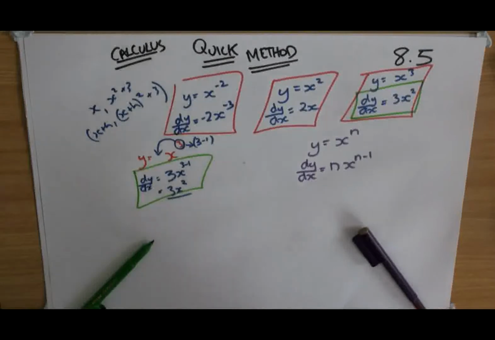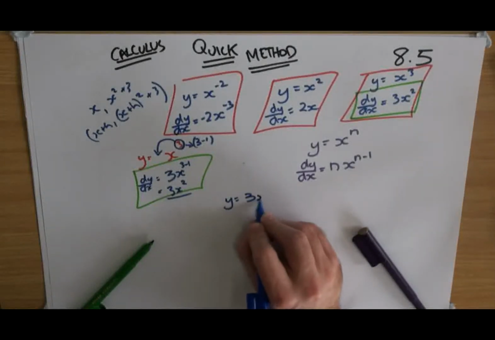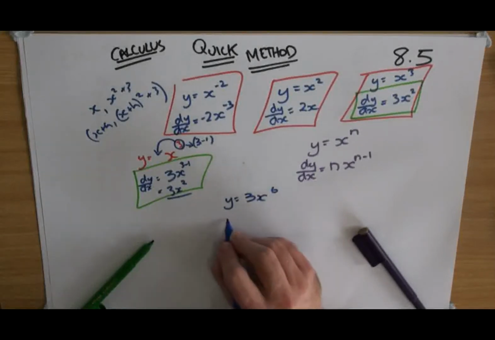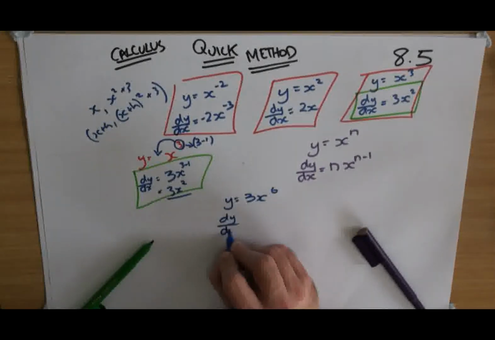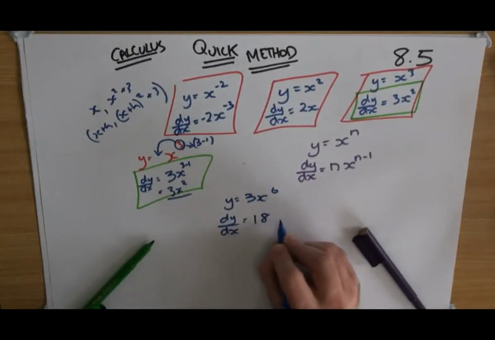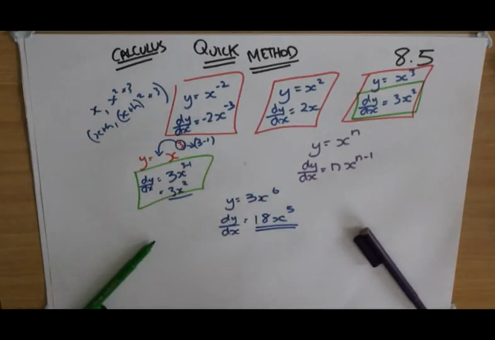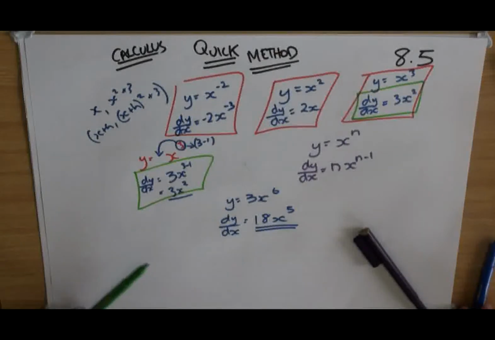You can even do it if you have a number out the front. Let's try y equals 3x to the 6. dy dx: the 6 comes down the front and multiplies by that 3. It equals 18x to the 5th. So the same pattern emerges every single time. This is the quick method.